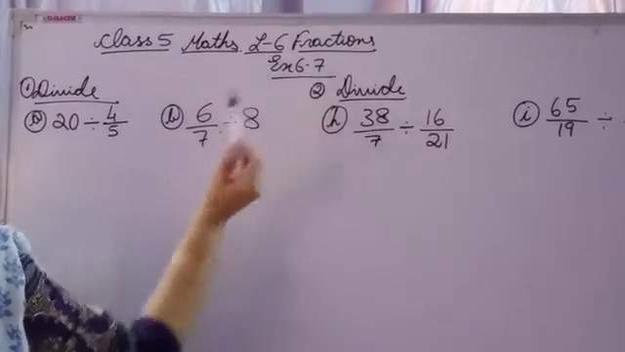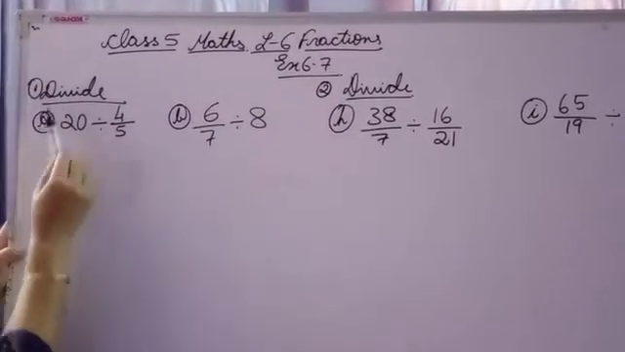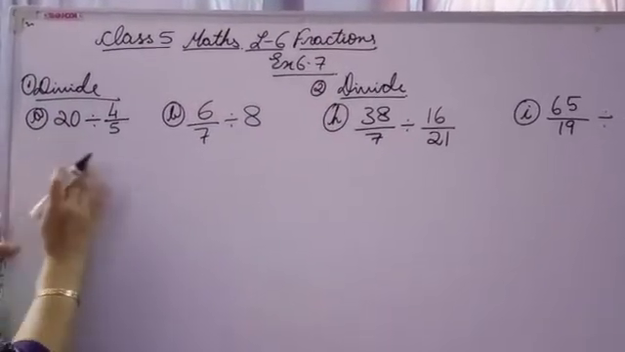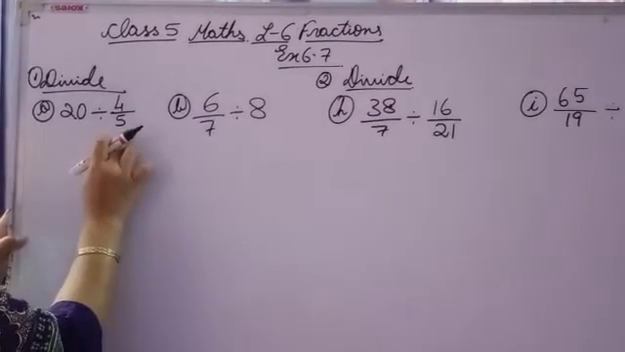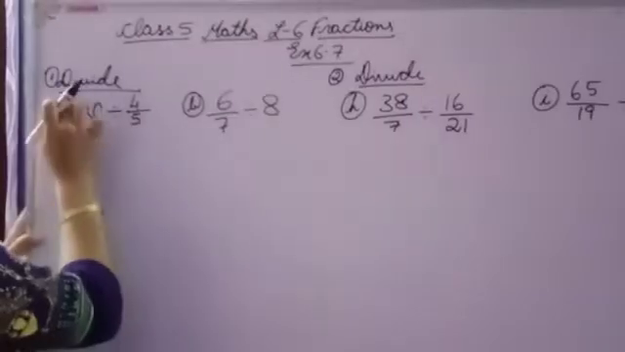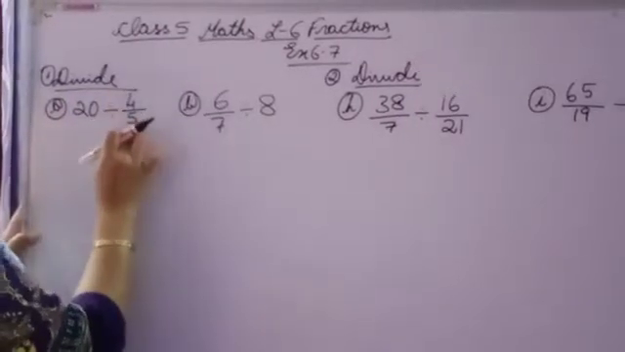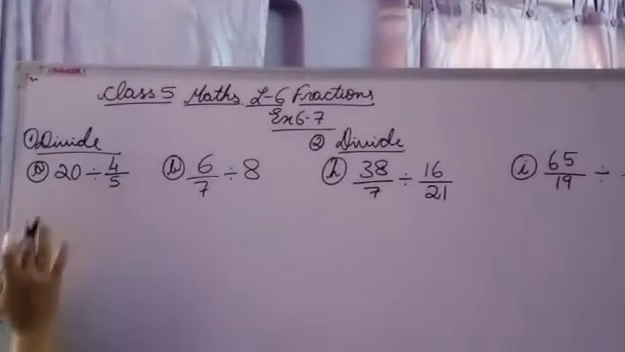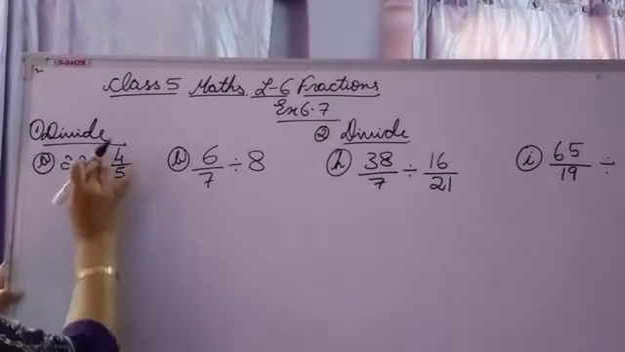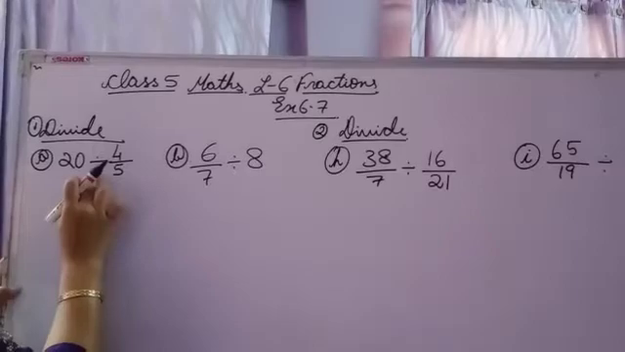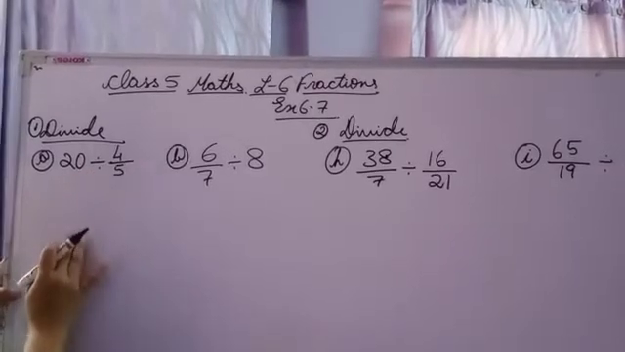Exercise 6.7, number 1, divide. Now what is the rule for division? This is the first fraction, this is the second fraction. We will multiply the first fraction by the reciprocal of the second fraction. That means for this second fraction we will find the reciprocal, and this division sign will change into multiplication.